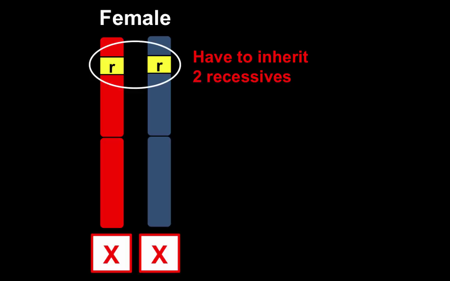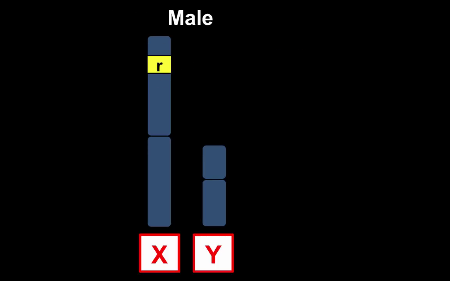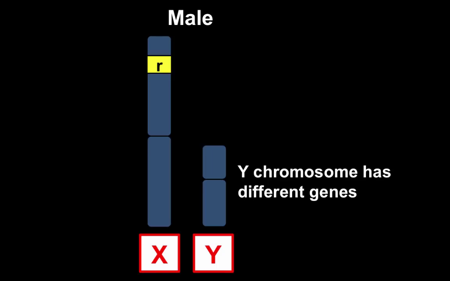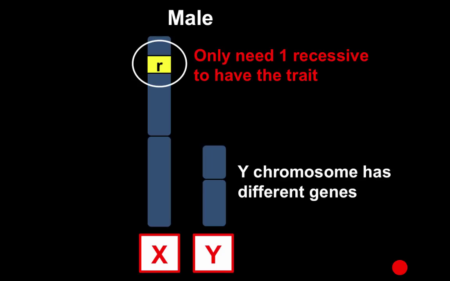So if we look here, here's my female with two X chromosomes. Let's say she inherits one recessive from one parent. She doesn't necessarily get the trait because she most likely will inherit a dominant from the other parent. This is the only way that she can be recessive. She has to inherit it from both parents. A male, on the other hand, notice that the Y has different genes, which means he only has to inherit it from one parent to get the trait, which means that males are much more likely to get these traits.